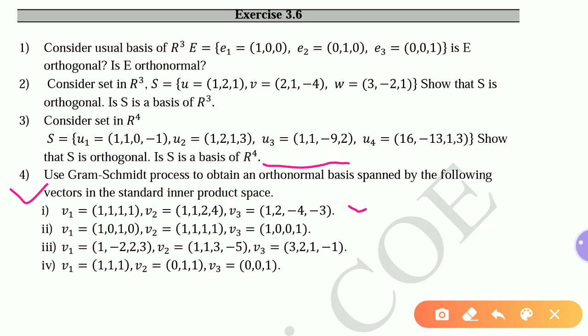The vectors are spanned by the following vectors in a standard inner product space. So an orthonormal basis we need to calculate. Hence, apply those three formulas of W1, W2, W3. You determine these three vectors by using the formulas. After that, divide by every vector's norm and get the orthonormal basis by using the Gram-Schmidt process.